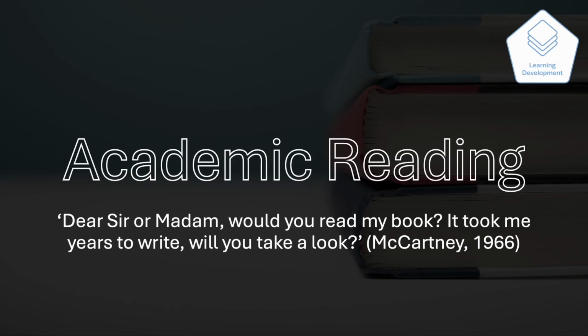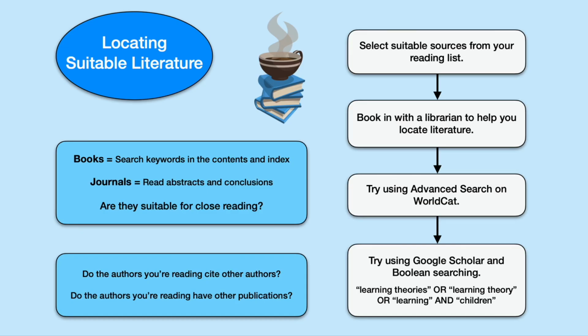Let's look at academic reading. By this point, you're probably old pros at academic reading. But let's do a quick revision. Firstly, we are going to start with our reading list, and we're going to select the suitable sources from there. You can book in with a librarian to help you locate literature, or you could use the advanced search on WorldCat, which I'm just going to show you in a moment, or you can try Boolean searching via Google Scholar.